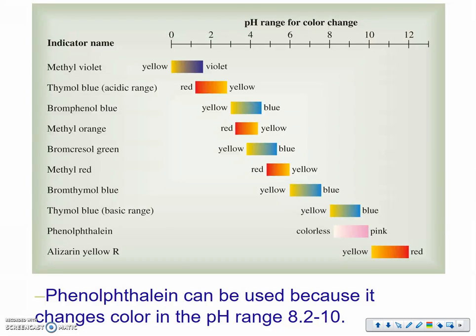So here are some different indicators. We want one that kind of fits in this range. Oops, sorry, 11 is there. So our goal would be to pick something that changes at and around the equivalence point. So phenolphthalein is going to change. You could have chosen any other option also.